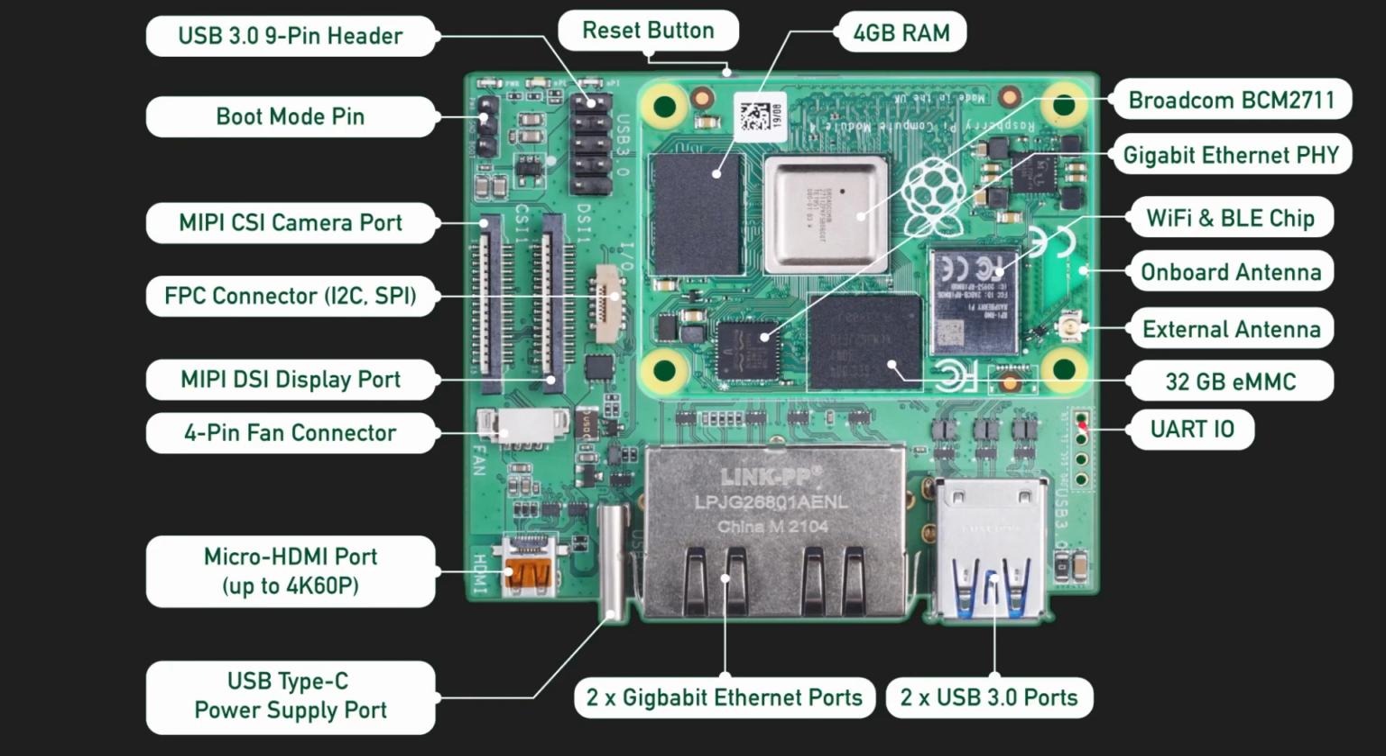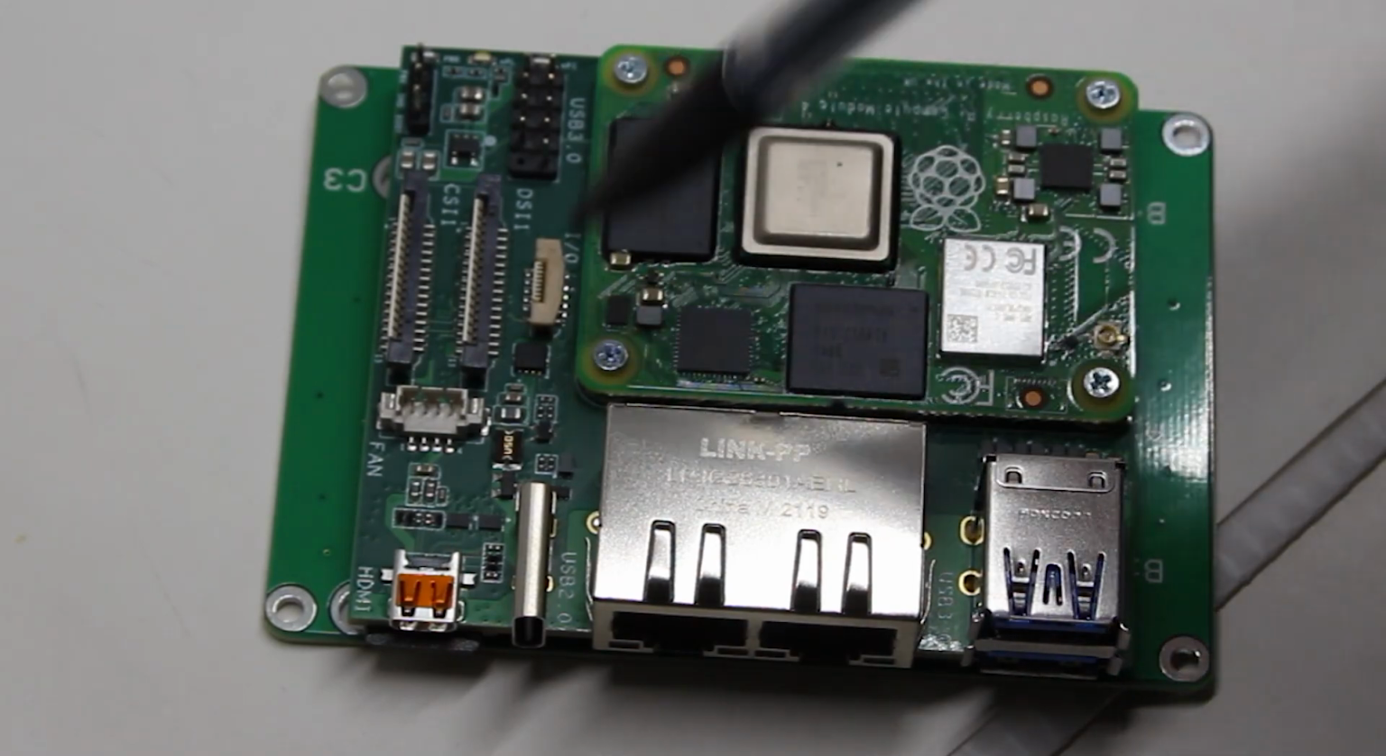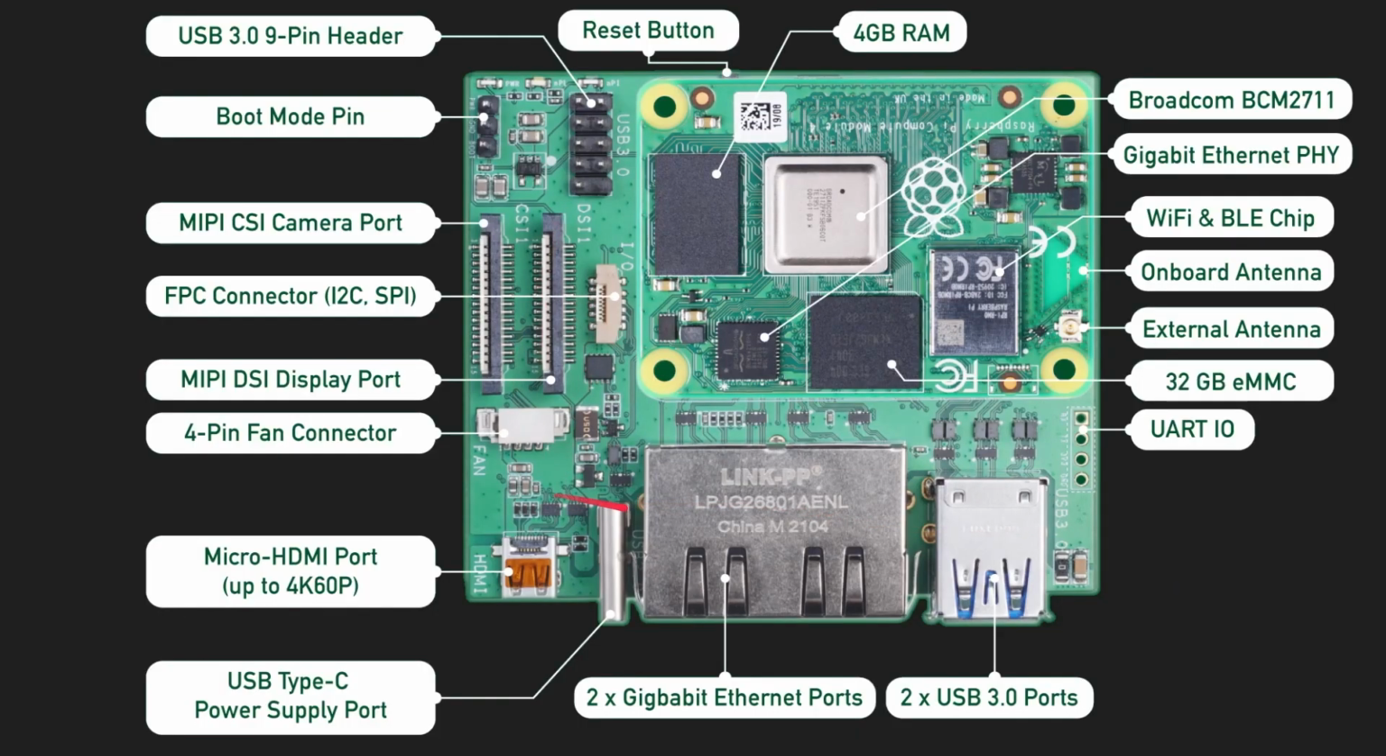You can solder on here a serial port if you want to. Of course, this one comes with 32 gigabytes of eMMC on the compute module 4. You can see that there, outlined by these four holes. This is the module that goes on the carrier board, which is here below.